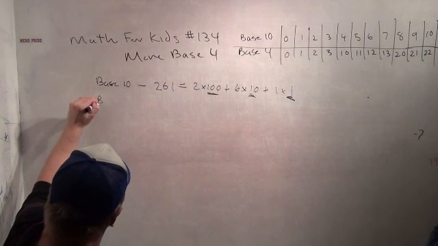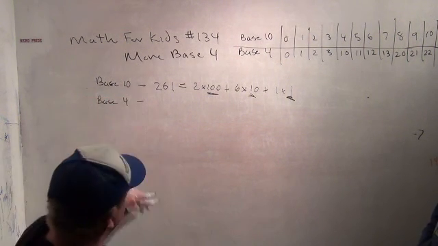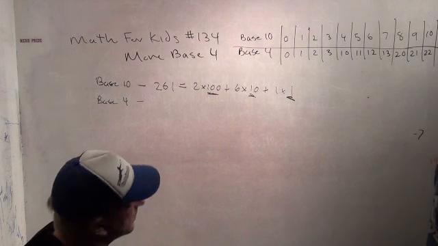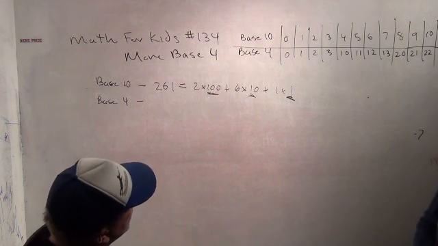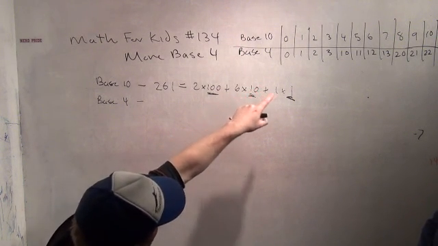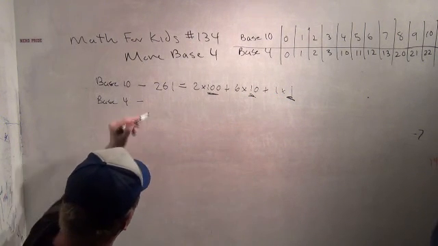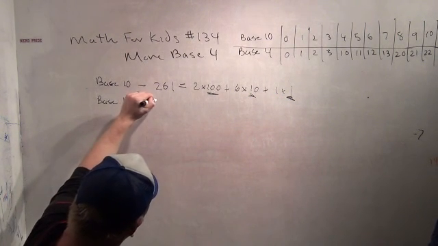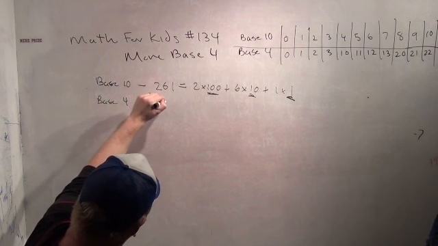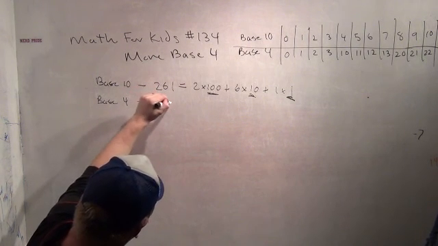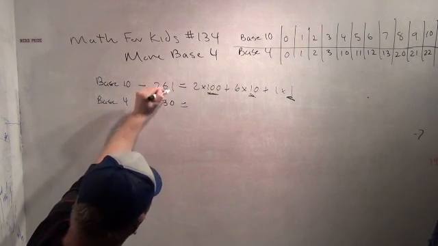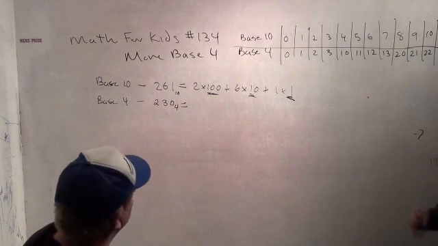In base 4, instead we use powers of 4. And the special thing in base 4 is you only use the digits 0, 1, 2, and 3 to denote your numbers. So when I write a number like 230, this is base 10, this is in base 4.